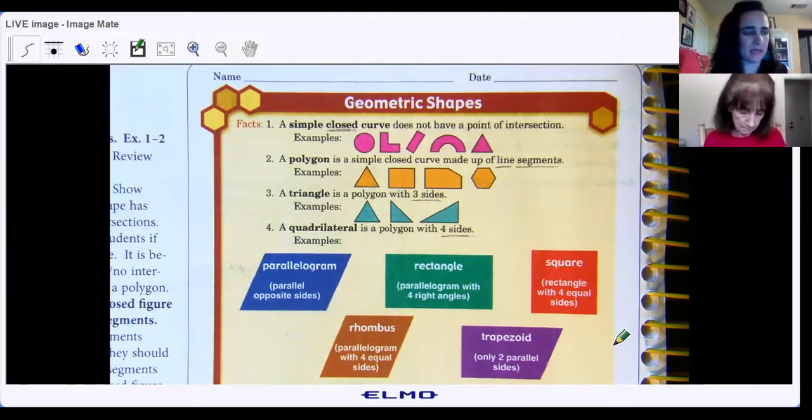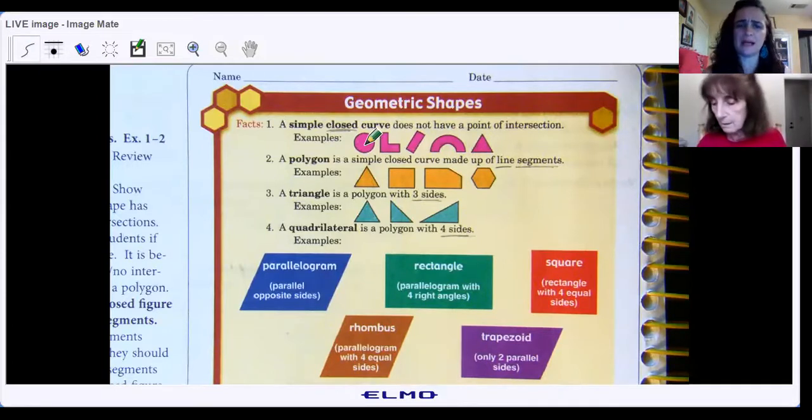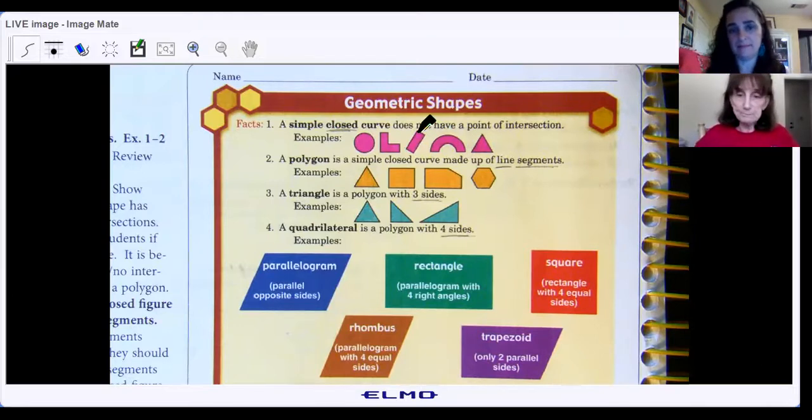One of the things that we did in Discovery when we talked about closed curves, a good way to remember it is that if you put a bug in here, it could not get out. There's not an open door. If you put an animal or a bug inside these shapes, they can't get out because it's closed. The doors are closed all the way around. If one side was open, then it would not be closed.